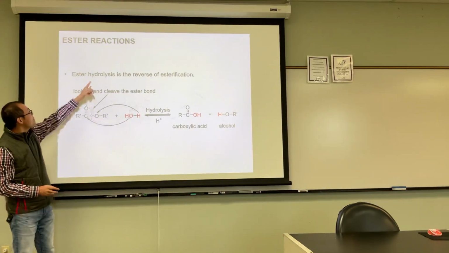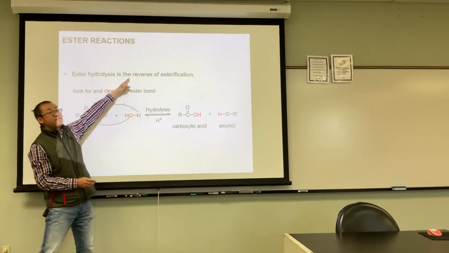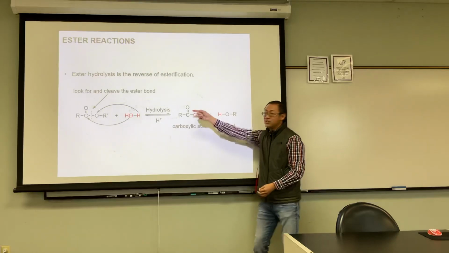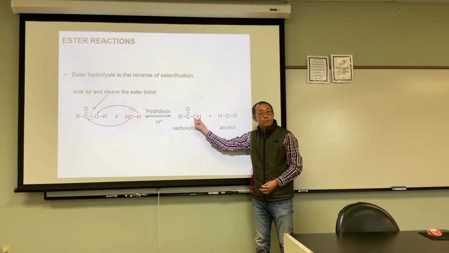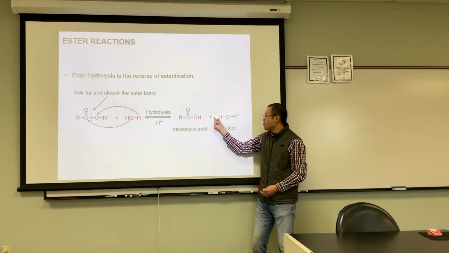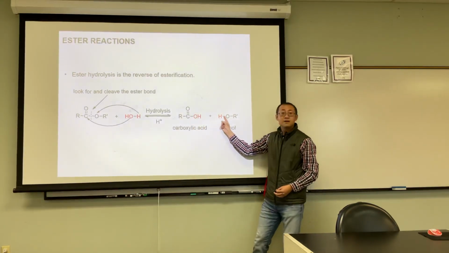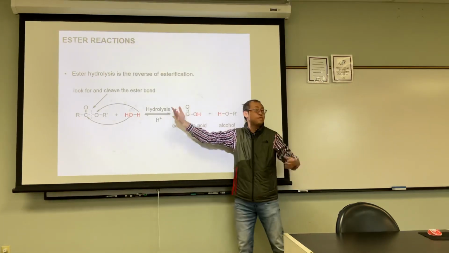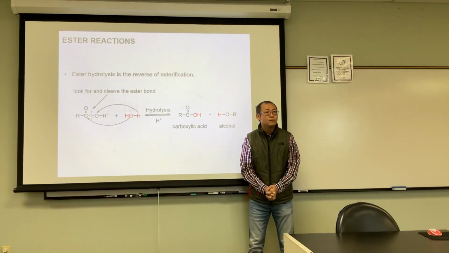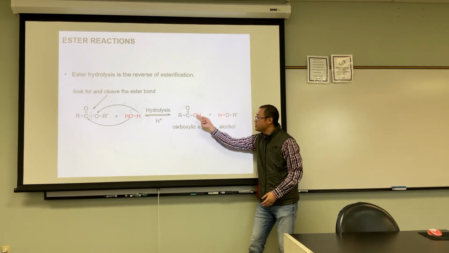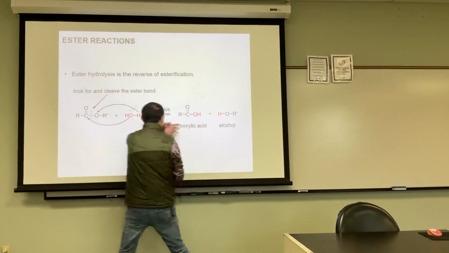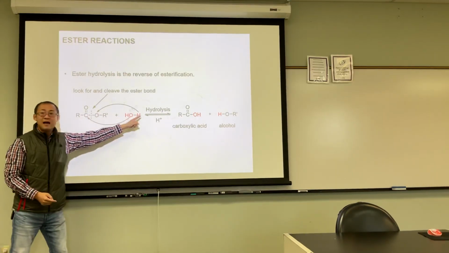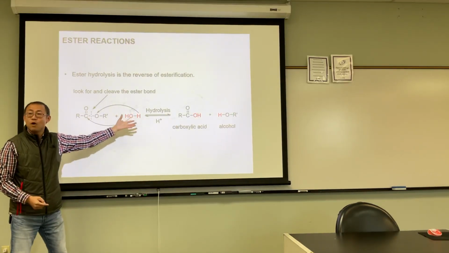And why we call it the reverse reaction? Think about it. Last time we talked about this direction. What do we do? Remove the OH, remove the H, then make the bond. That's called ester formation, or esterification. You remove these first, you make a bond. And from this direction now, you break the bond first, then add the water elements back.